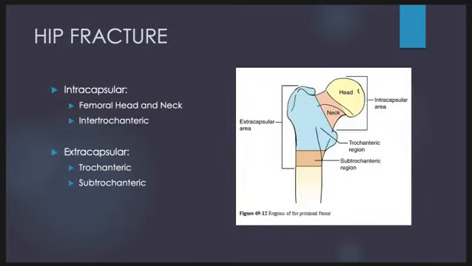Here we can see the different types of hip fractures that can occur. It includes intracapsular and extracapsular fractures. This just gives you an idea of how these fractures may affect individuals in different ways and what kind of surgeries they may need.